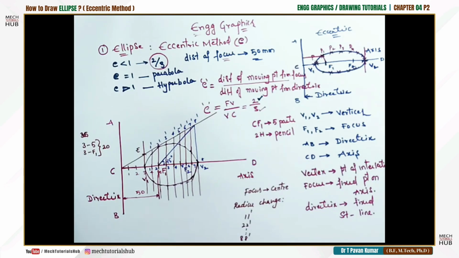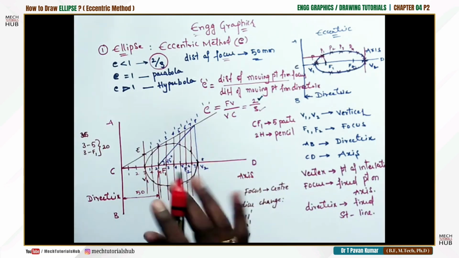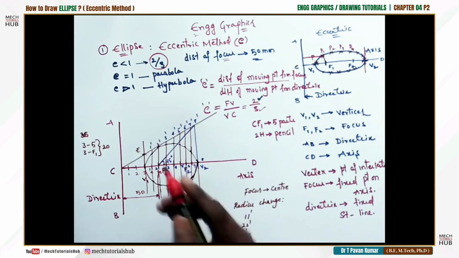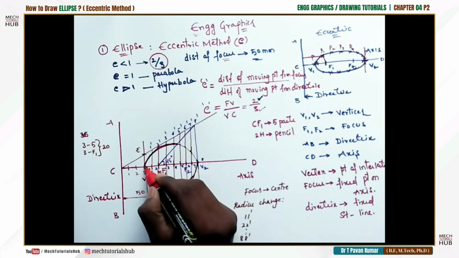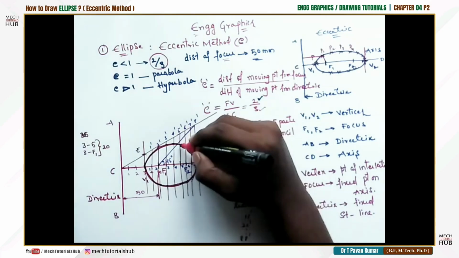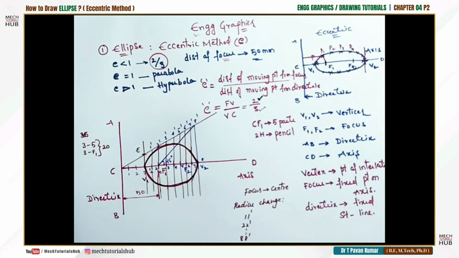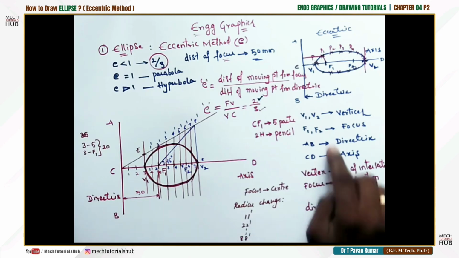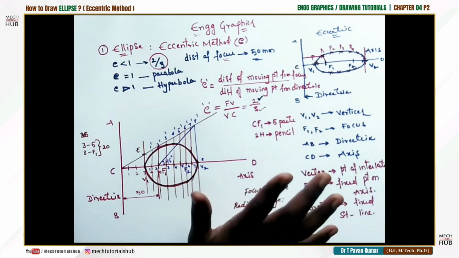Okay, this is the ultimate ellipse that we got, and that is the only thing that needs to be highlighted. So we need to darken it with a 2H pencil. Let us consider this as a 2H pencil and darken it. This is the ultimate ellipse we got. Now divisions could be equal or unequal. This is how we will construct an ellipse. If you know the terminology, all other things become very simple.